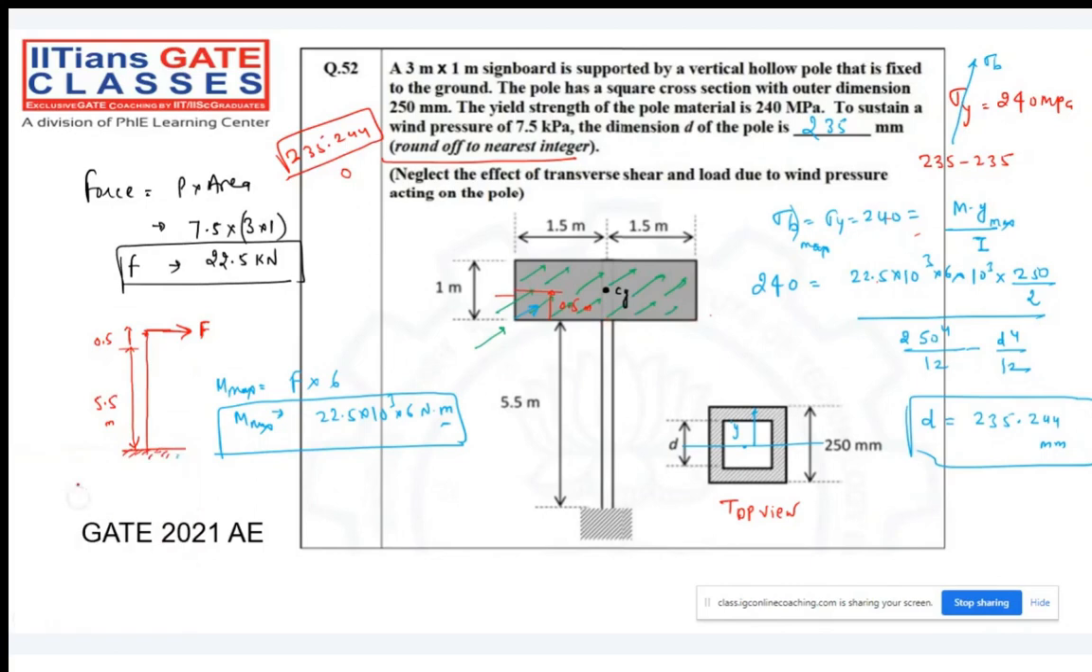Some of you might be thinking that this will be concentrated at the tip of the pole, but it is not like that. It is a uniformly distributed load. It will be concentrated at the center of gravity of the signboard. So from here to here, this is a pole, and these are the part of the signboard.